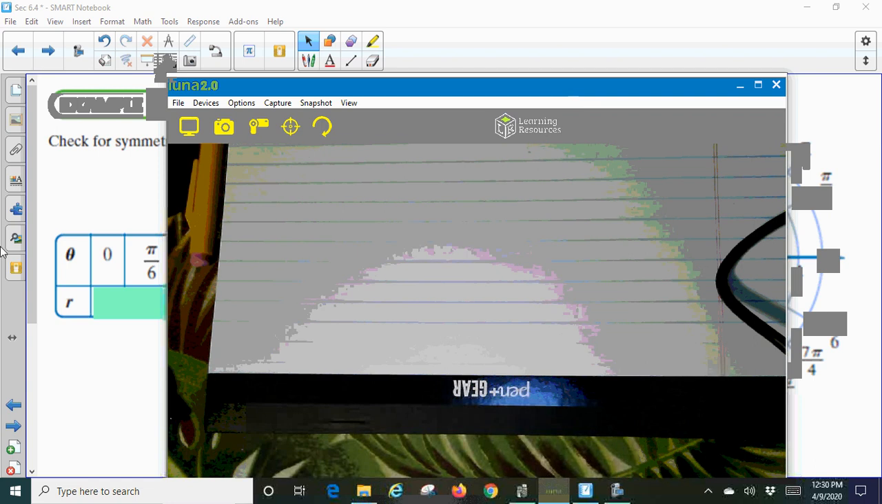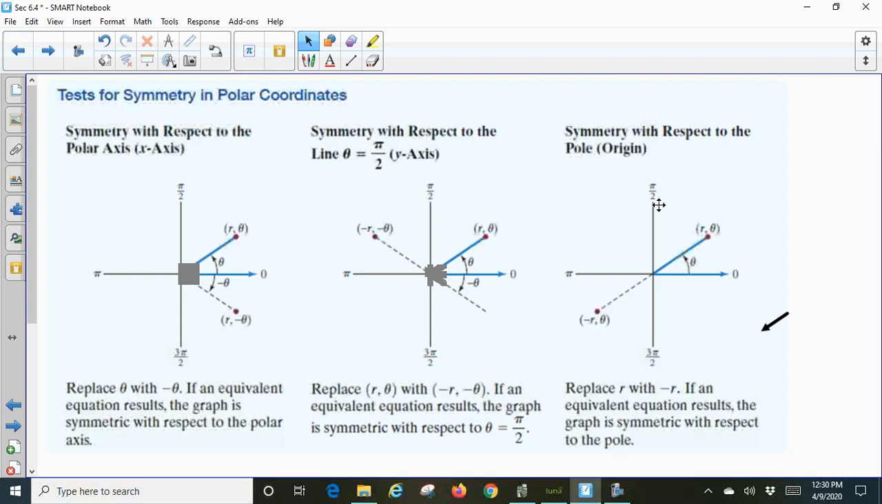Going back to our third type of symmetry, quick review. That was with respect to the y-axis, actually. For symmetry with respect to the pole or origin, we will replace the r with negative r. So in the first one, we replace theta with negative theta. In the second, we replace both. In the third, we replace the r.